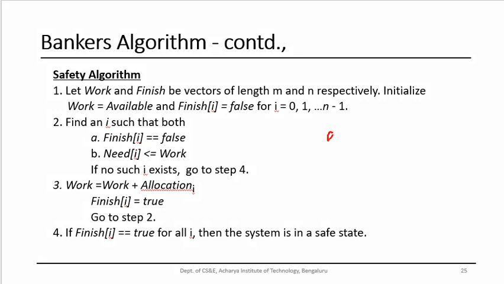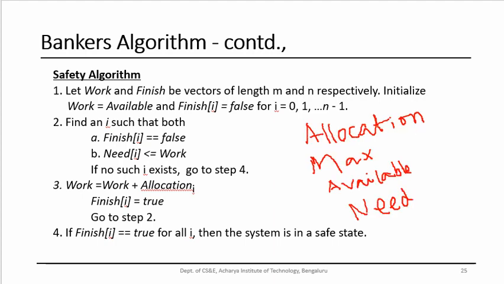The first one is the allocation. Allocation is a data structure. Let me write this properly. Allocation is an n cross m matrix where n represents the number of processes running in the system and m represents the number of resource types.